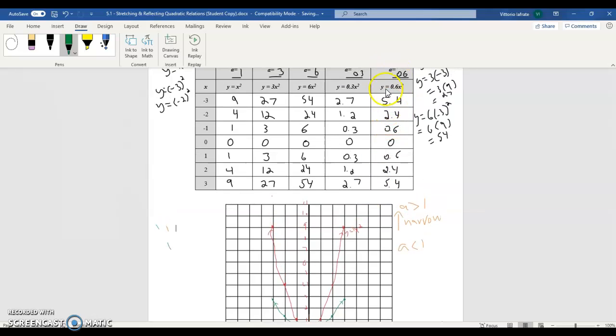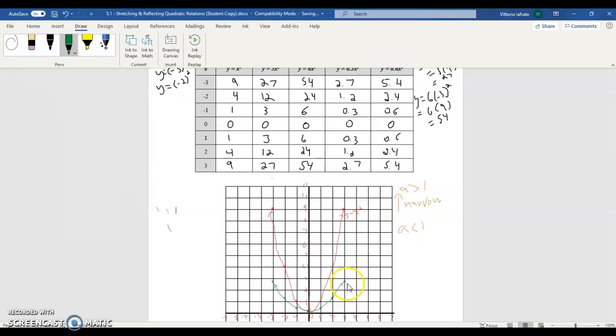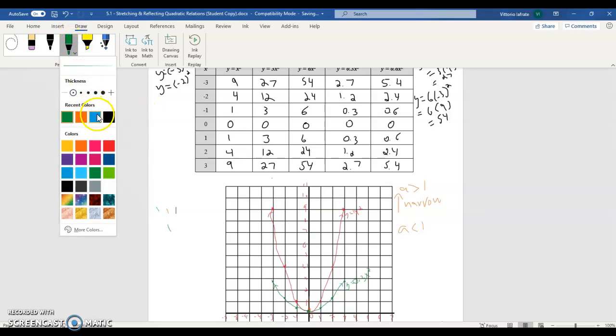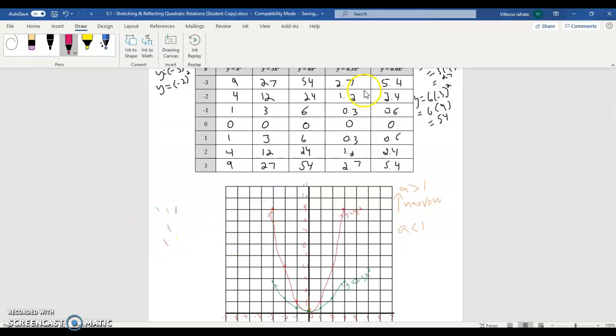So we're going to make 0.6 next. Let's just label this as y is equal to 0.3x squared. And now we'll do y is equal to 0.6x squared. Let's choose another color here. Let's go with this over here. So when we have -3, we have 5.4. So -3, 5.4. So just below the 5.5 mark here.